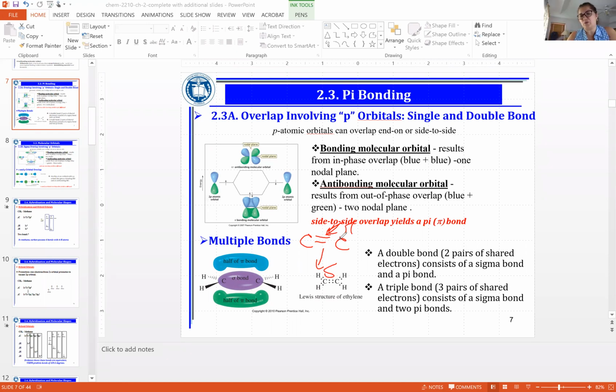So the higher the order of the bond, the stronger the bond is going to be. And a strong bond means that it holds the nuclei together more strongly, is going to bring them together more closely, and is going to be shorter.